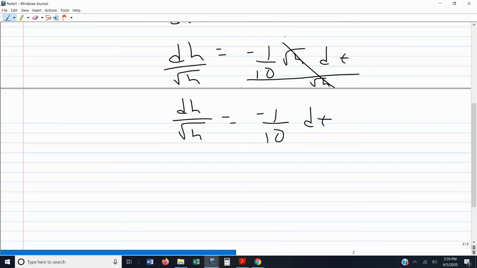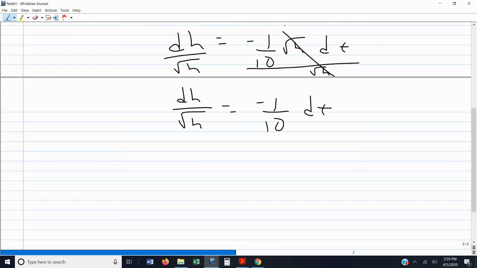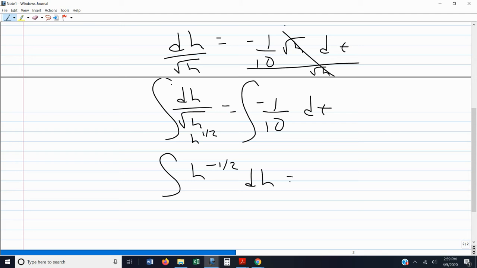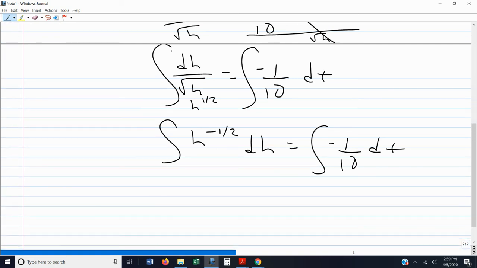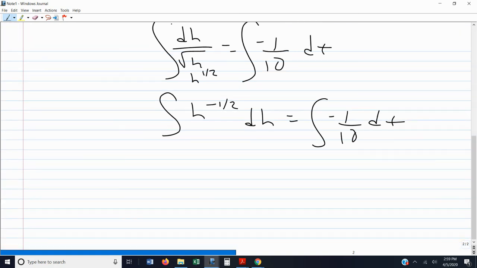You can feel free to pause and think about what the next step would be. The next step is to find the antiderivatives. And it would probably help if you make the square root of h to the 1/2. It would also help if you move it to the top. So square root of h is the same thing as h to the 1/2. You can move it to the top and make it a -1/2. And then the second point is going to be if you can get these antiderivatives.